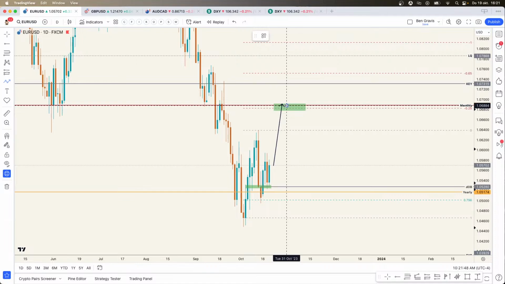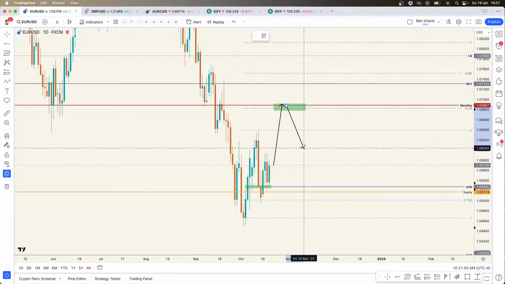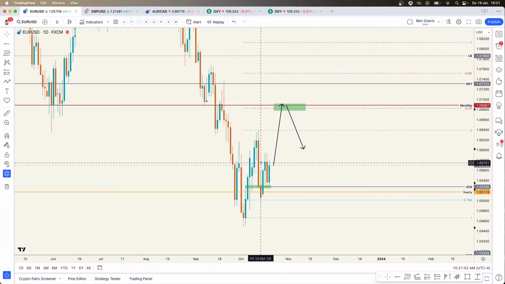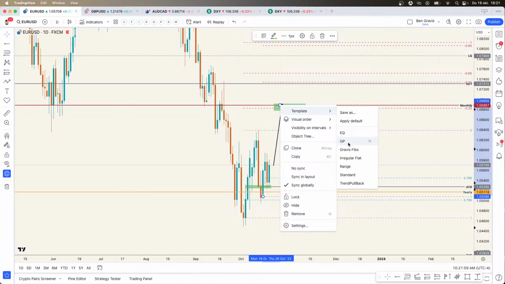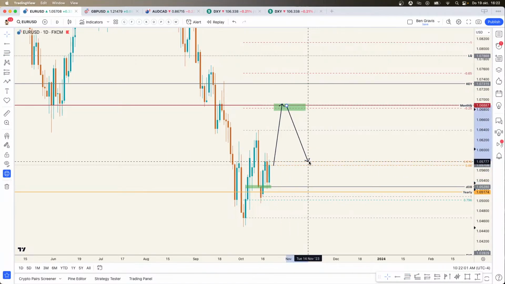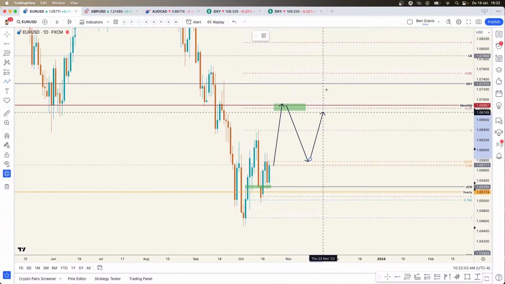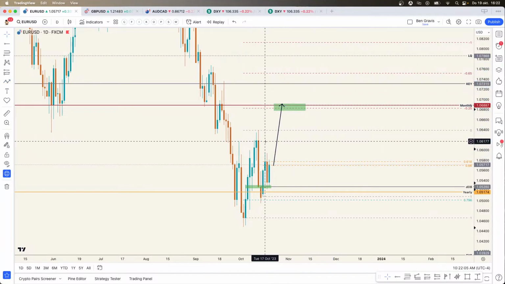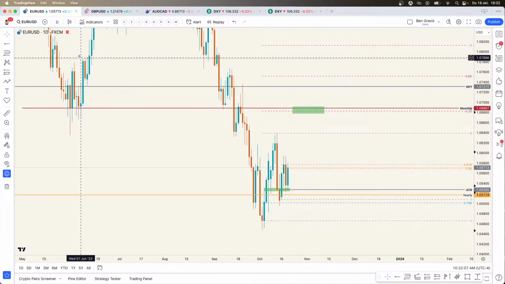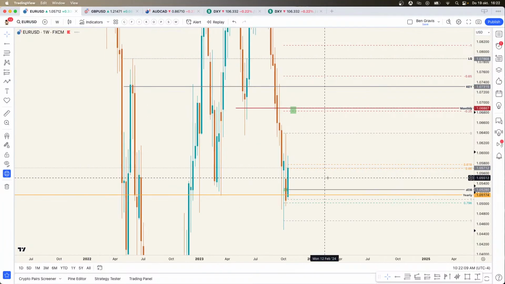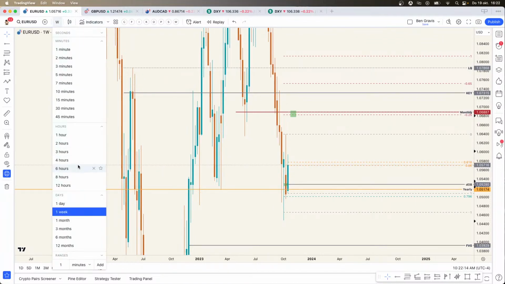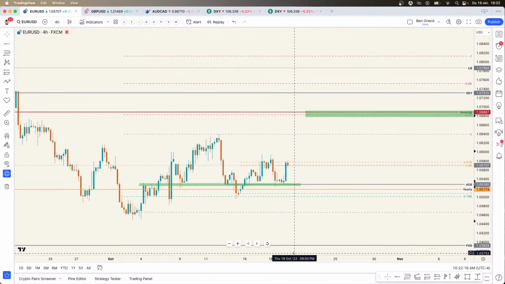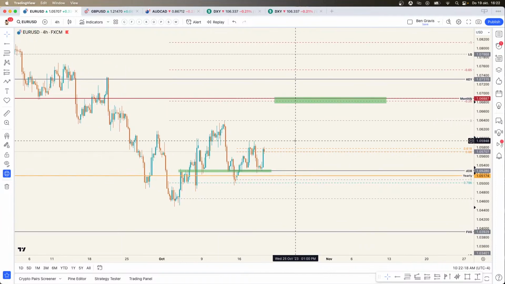And then from here, a move back down into this structure over here. That would be giving the golden pocket as well. And then we can seek for another long, a higher. So that is something that I'm looking at. Unless the market decides not to go through. But yeah, if the weekly closes like this, then that would be very, very bullish.